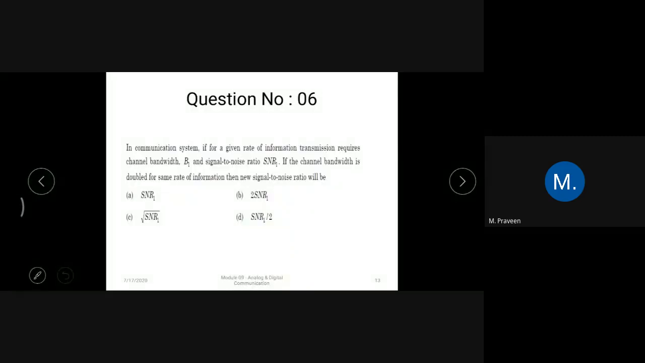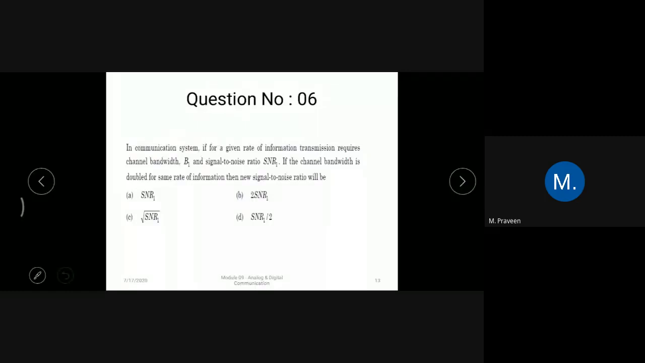Now the next one. In a communication system, a given rate of information transmission requires a channel bandwidth B1 and signal to noise ratio SNR1. If the channel bandwidth is doubled for the same rate of information, then what is the new SNR value? They are relating channel bandwidth and SNR, so we use Shannon's capacity theorem.